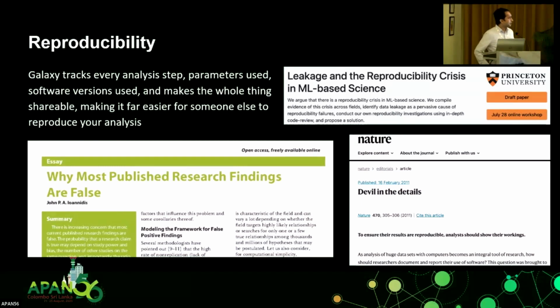What Galaxy does is that it records every action that you take, the parameters used, the software versions used, and there's a very strong focus on being able to reproduce those results. And not only that, to share it with others. So baking reproducibility into whatever you do from the very outset really makes a big difference to the growth and success of any scientific endeavor.